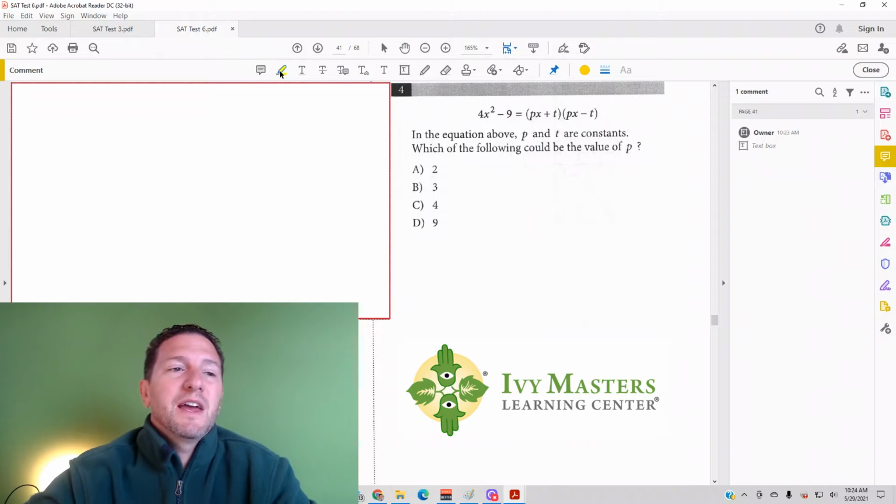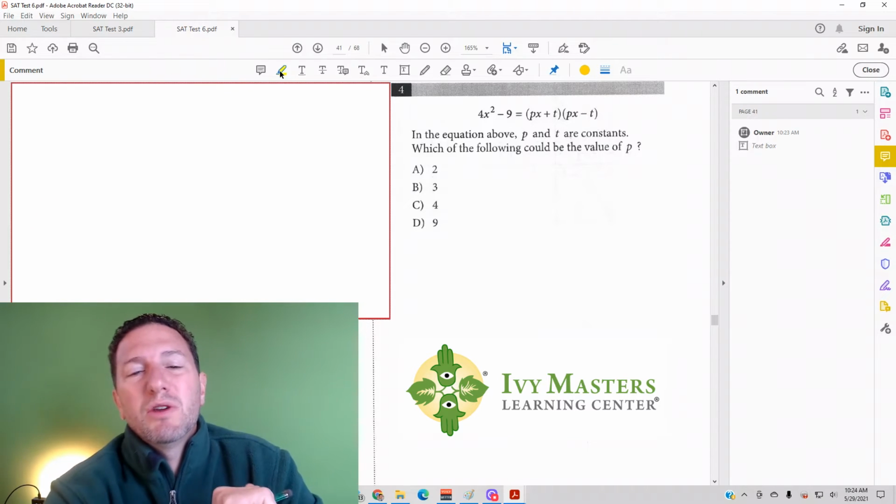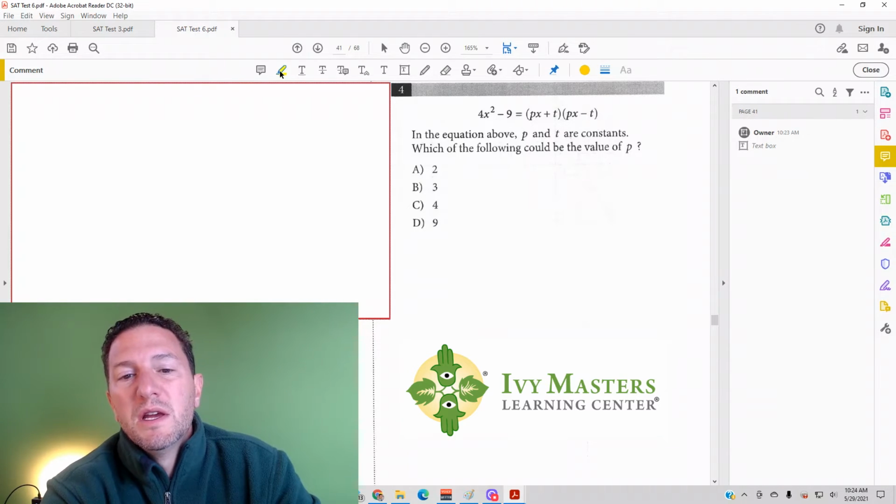Today we're going to look at Test 6, Section 3, number 4, which reads, in the equation above, p and t are constants. Which of the following could be the value of p? So it's asking you for p.